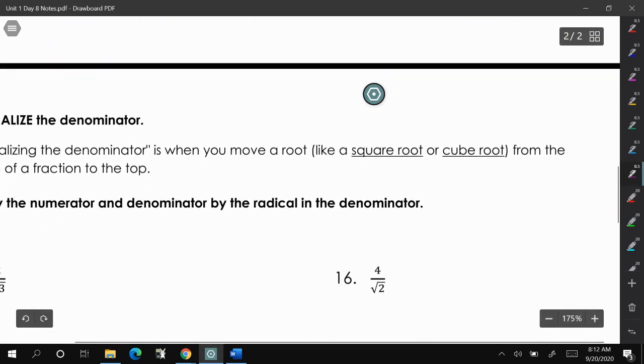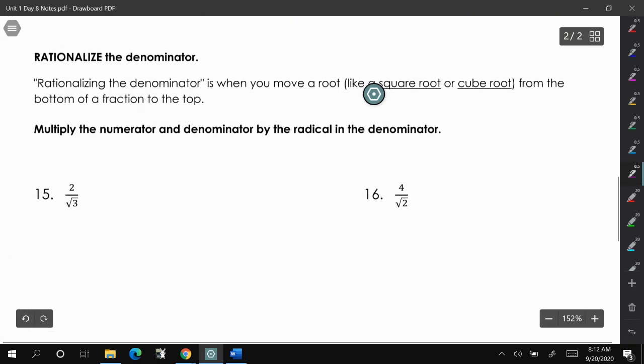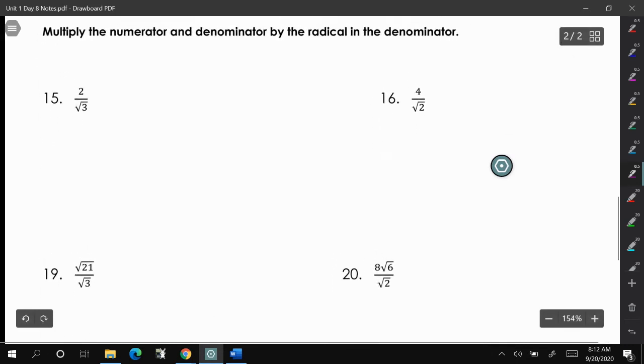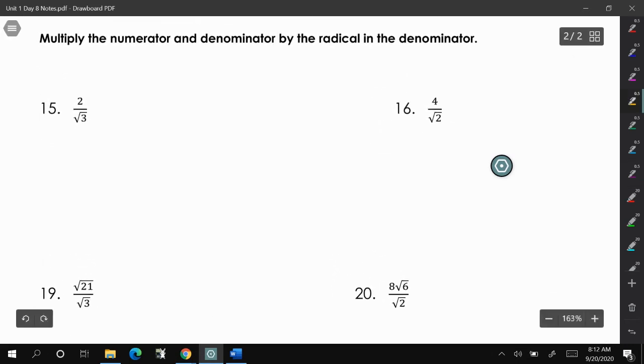On the next page, we're going to talk about rationalizing the denominator. What that means is that you have a square root in the bottom of the fraction. You're not allowed to have that. That's improper math. So what we need to do is, when we have that situation, we need to multiply the top and bottom of that fraction by the denominator. So like in number 15 here, we can't have the square root of 3 in the denominator, so we multiply the top and bottom by the square root of 3.